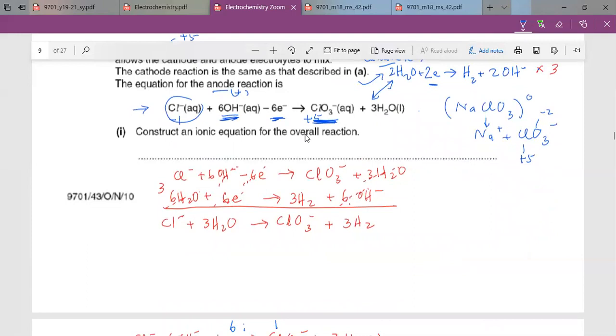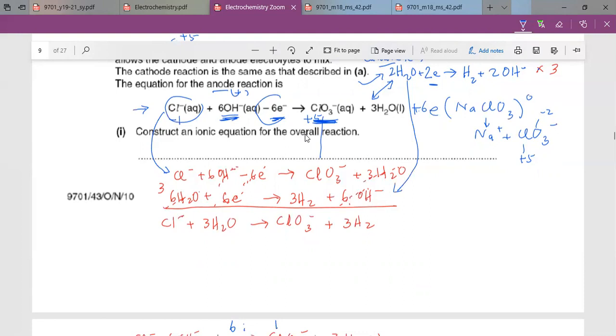This one I put down here, the same thing: Cl- plus 6OH- gives ClO3- plus 6 electrons. You can put the minus over this side plus 6 electrons, or you can, which I normally do because it seems more professional. This one is over here and so forth. Now I'm going to transfer this one to here.